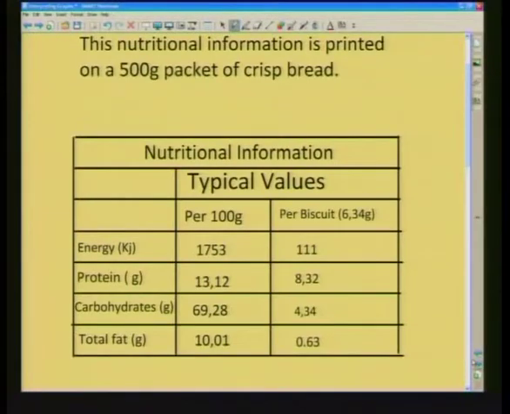Now we're going to look at the last example in this section on interpreting graphs and tables. In example 5, we are going to interpret a table that is given to us. They say this nutritional information is printed on a 500-gram packet of crisp bread.